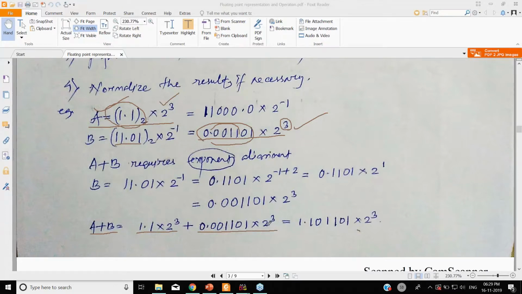So here it is easy to add, and whatever the number is, it will become 1.101101 into 2 to the power 3. So the primary idea of addition is the alignment of exponents. You need to change the exponent and align it with the exponent present in the other number, that is 3.